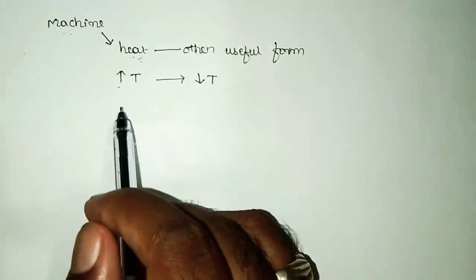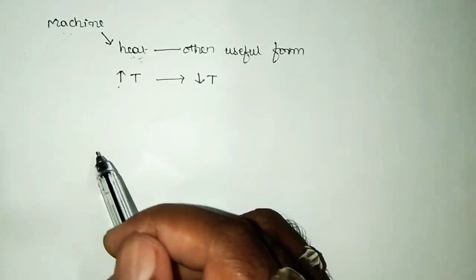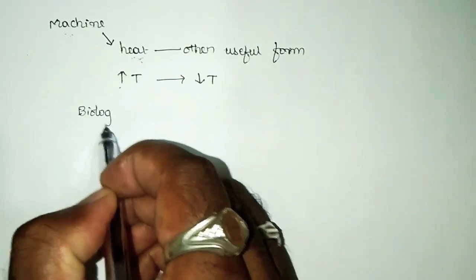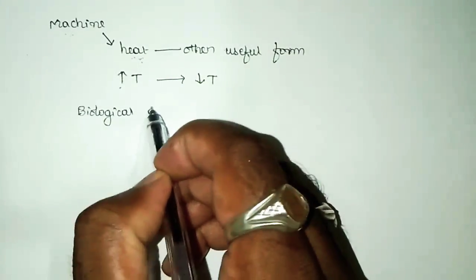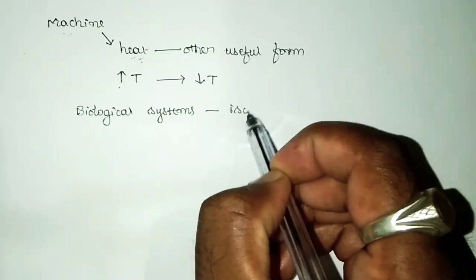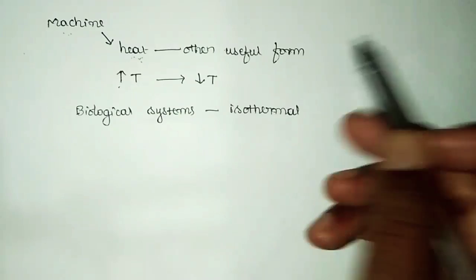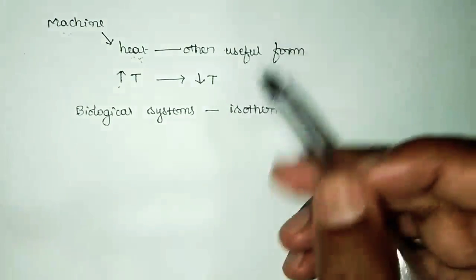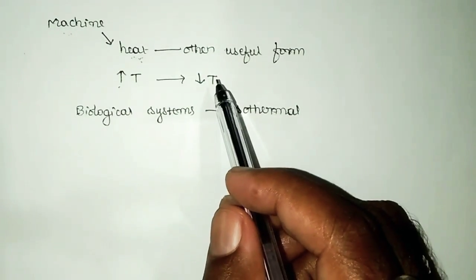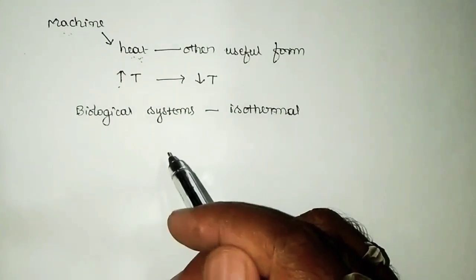The reason is, biological systems are essentially isothermal in nature. That means all biological systems essentially are isothermal, meaning the temperature remains constant. If the temperature remains constant, it means pressure remains constant according to Gay-Lussac's law. For example, in a human body, all the cells perform at a constant temperature of 37 degrees Celsius, that is the normal body temperature, right?